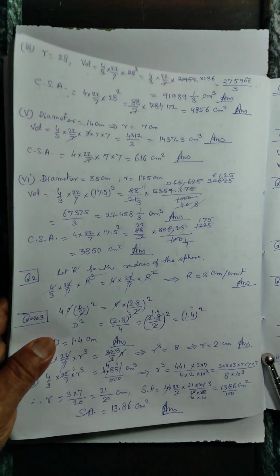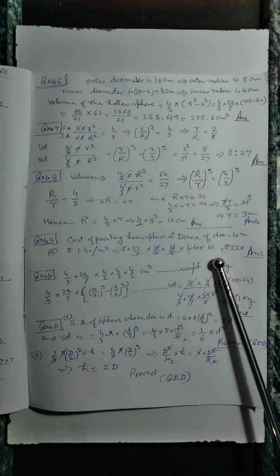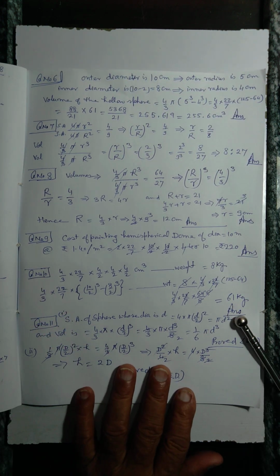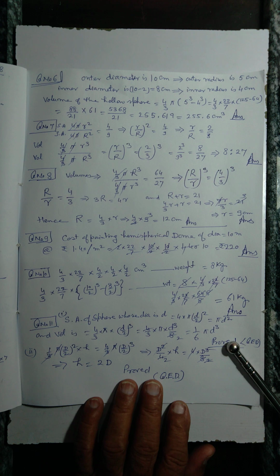Now come to the question number 6. Find the volume of the hollow sphere whose outer diameter is 10 centimeter and the thickness of the material of which it is made is 1 centimeter.